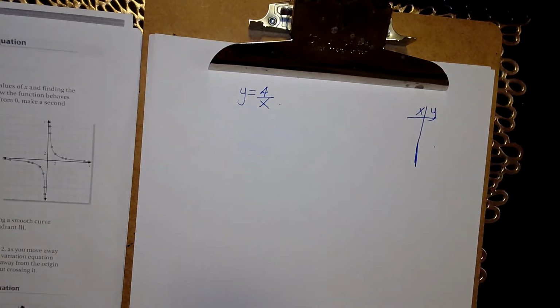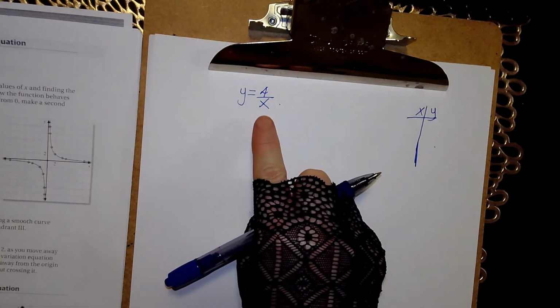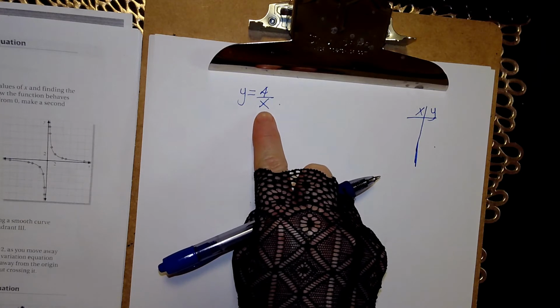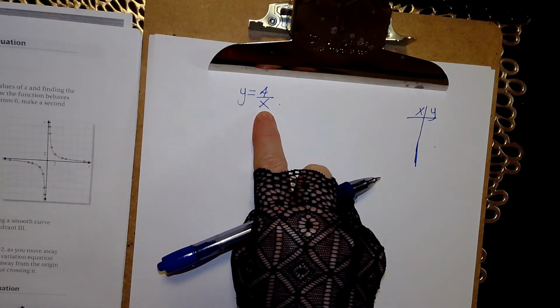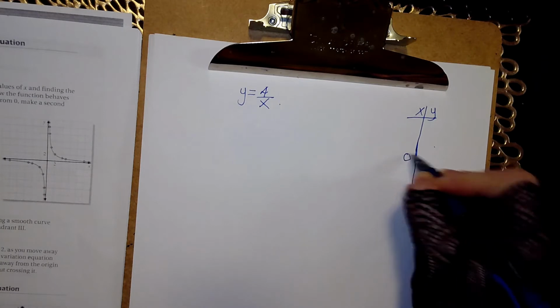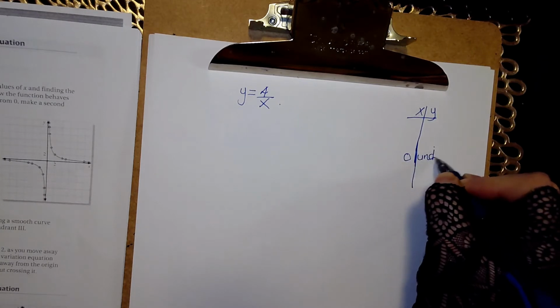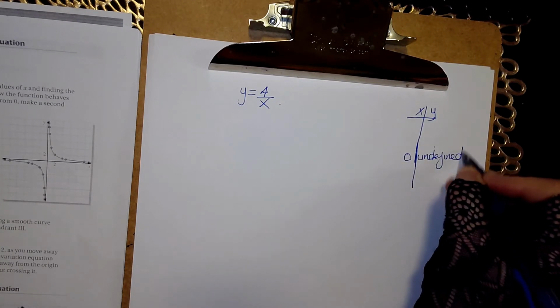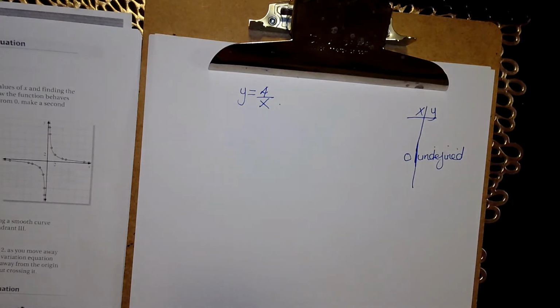Before we start, I want to say something. What number can we never have in the bottom of a fraction? Hopefully you're going to tell me 0. So 0 is not going to work. So I'm going to start in the middle and say 0 is undefined. And we're going to see what that looks like in a minute on the graph. So that means it doesn't exist at that spot. We've spoken about that, but now you're going to see what it looks like on a graph.